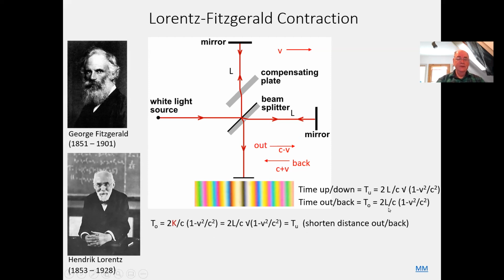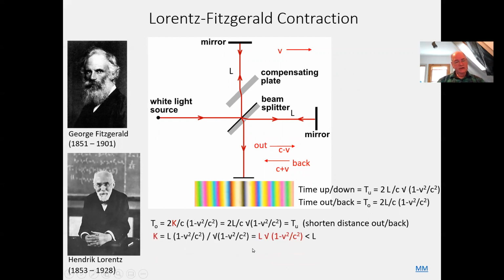So let's call it K for contraction. Let's say that the time out and back is not the full L, but some contracted distance K. What must K be to make this equation true? Okay, I've got one fraction over another. We've got some cancellations here. The twos cancel, the C's at the bottom cancel. I can simply cross multiply what's left to bring this expression up.